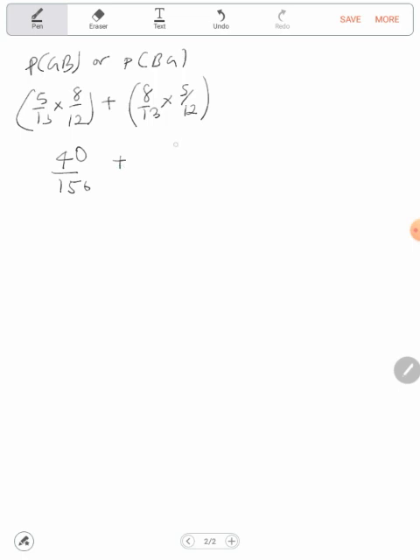plus 40 over 156. Then this can be reduced. For example, you can divide by 2 there to give you 20. So in short, I have 80 over 156. And this now can be reduced. 2 into 80 is 40 over 2 into 78. You can still reduce this, 20 when divided by 2, and 2 here, to give you 39.